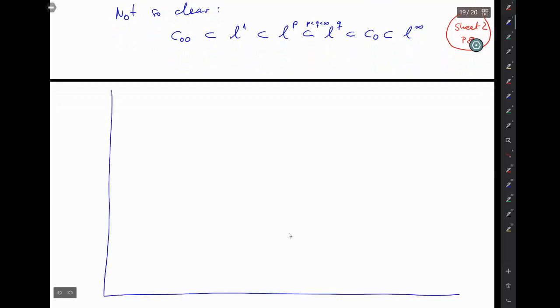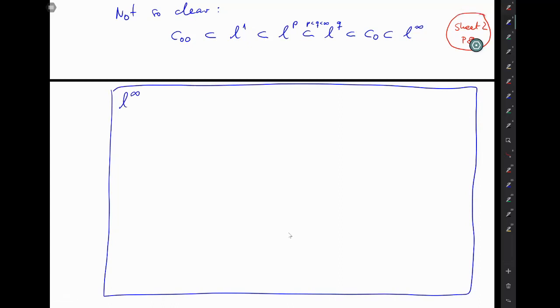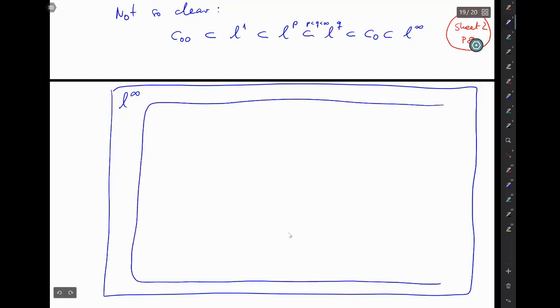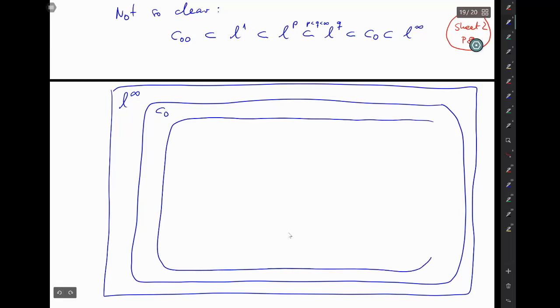Okay, so just to complete this, let's make one little drawing here of this nested sequence of spaces. So the biggest of them all is L infinity, and then somewhere in L infinity you have the set of all null sequences. So L infinity are the bounded sequences, right? So these are the null sequences, and then inside you have all the LP spaces. So for example, maybe this is L1000 and well, whatever you want.